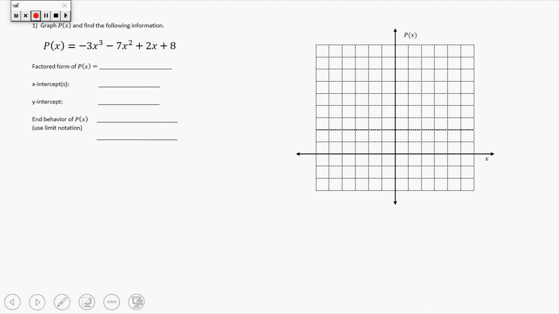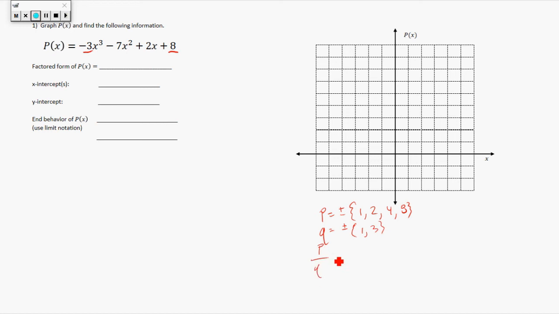If you look at the leading coefficient and the constant, you can use the rational zeros theorem here. The rational zeros theorem states that if there are rational zeros, each one has to be a factor of the constant divided by a factor of the leading coefficient. The factors of the constant are 1, 2, 4, 8. The factors of the leading coefficient are 1 and 3.